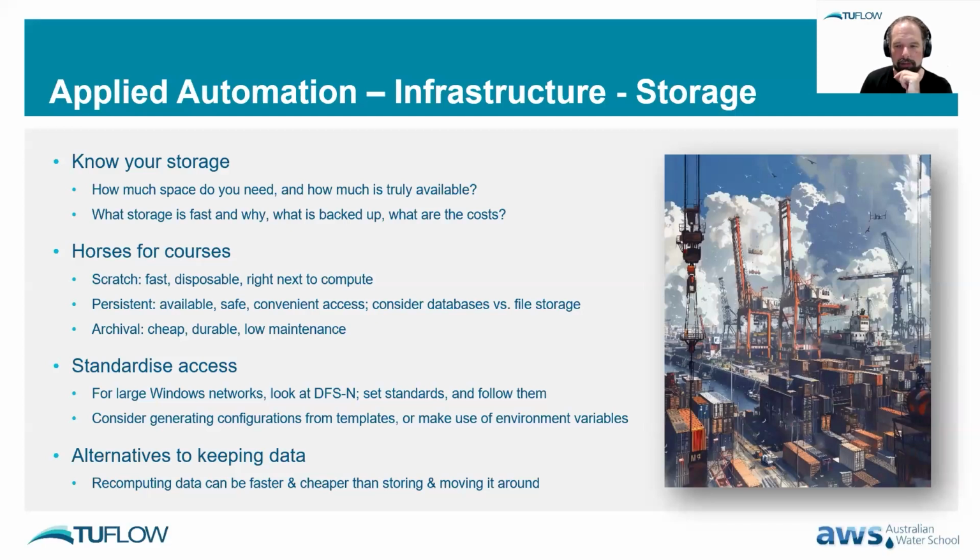One final thing to keep in mind with storage. Sometimes recomputing data is faster and cheaper than storing and moving it around. Keep that in mind when you're automating. Once you've automated something, it becomes a lot easier to regenerate it. If there's nothing forcing you to keep the data around, and you can just rerun your model or rerun a couple of downloads, consider that as a better alternative than just keeping everything around.